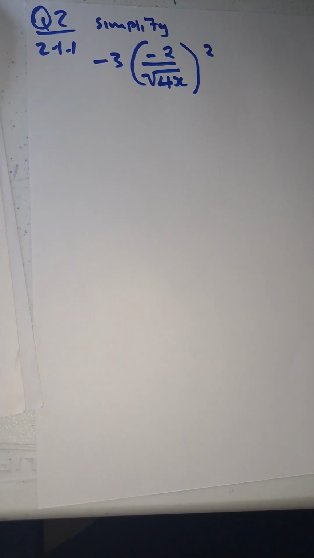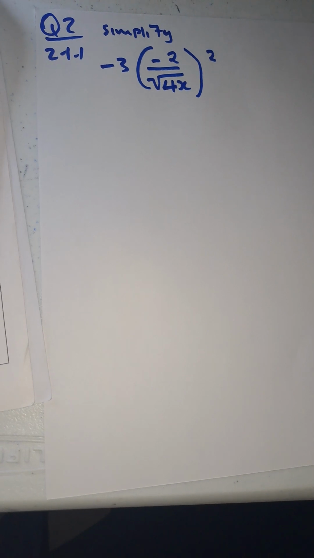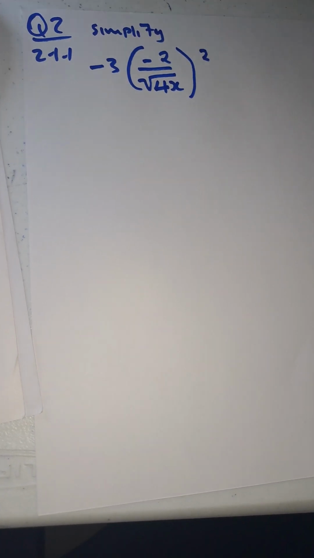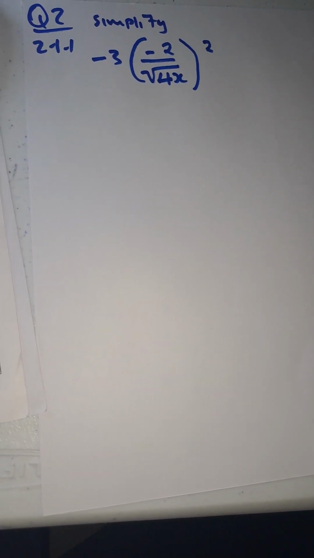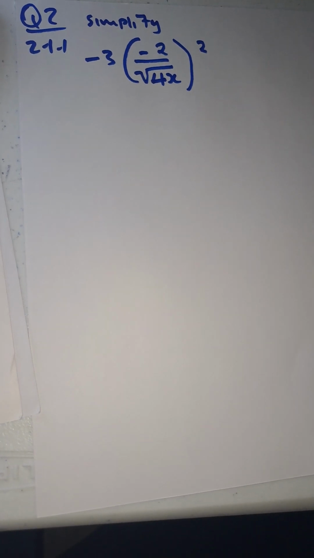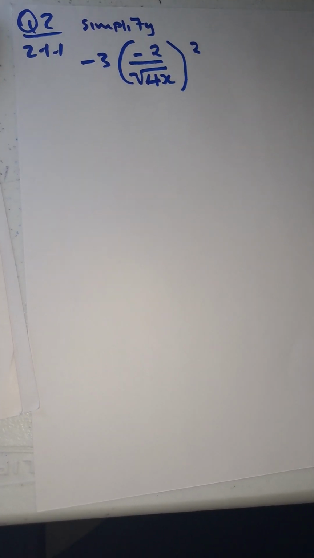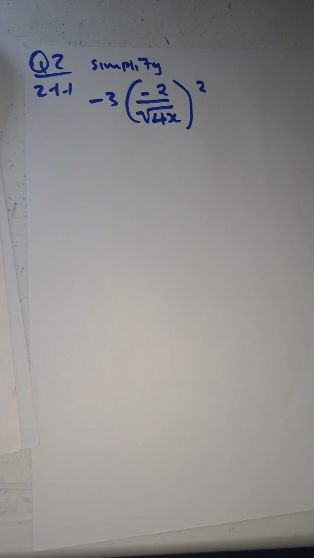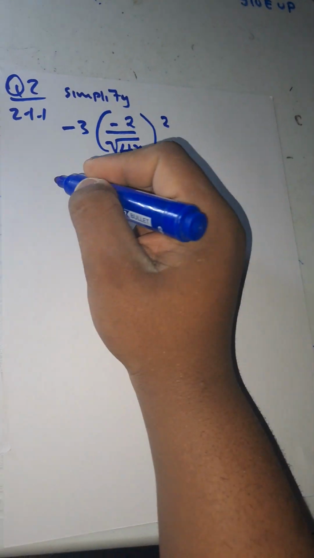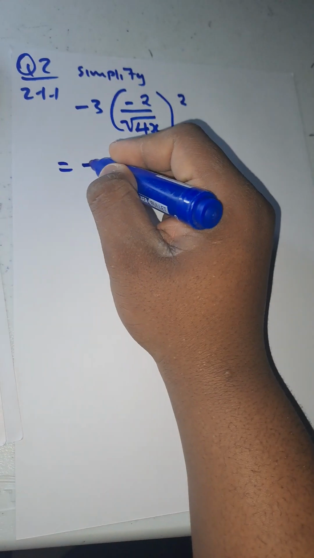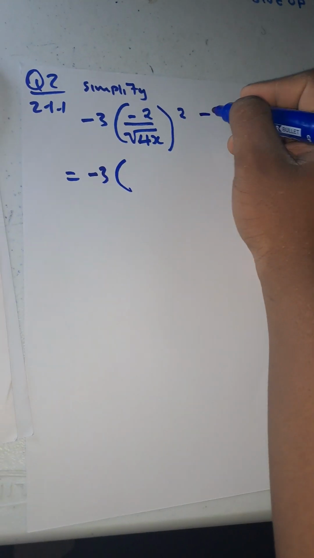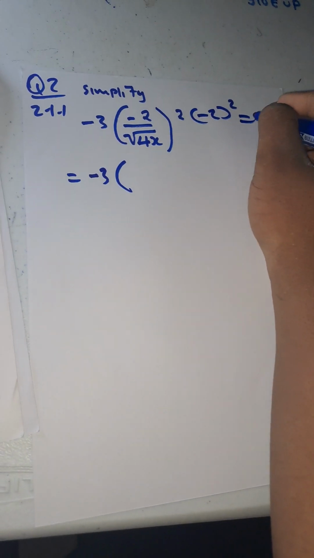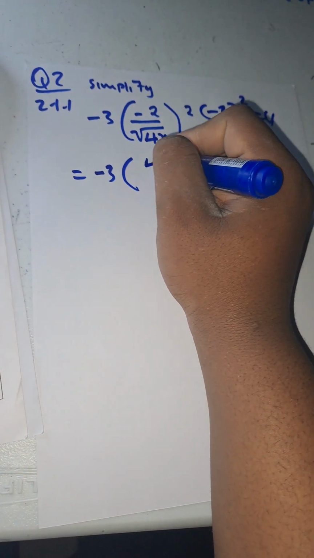So now let's continue, guys. I have minus 2 times minus 3 times minus 2, and then over root 4x squared. But I don't have to be busy doing two brackets, because you're a mathematician, you can see these things. So now it will be minus 3 times what? What is minus 2 squared? It is 4. I can write my 4 here.